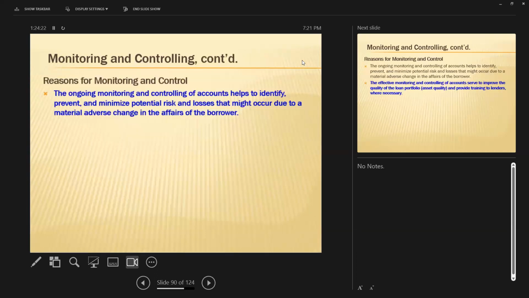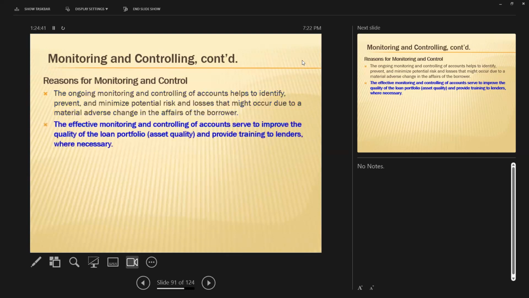All right. So reasons for monitoring and controlling. The ongoing monitoring and controlling of accounts helps to identify, prevent, and minimize potential risk and losses that might occur due to a material adverse change in the affairs of the borrower. Additionally, effective monitoring and controlling of accounts serve to improve the quality of the loan portfolio, that is the asset quality, and provide training to lenders where necessary.